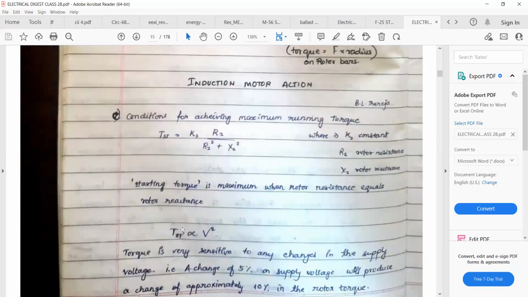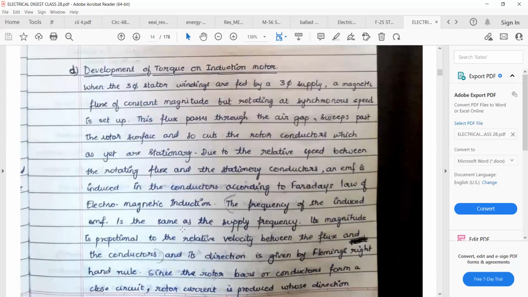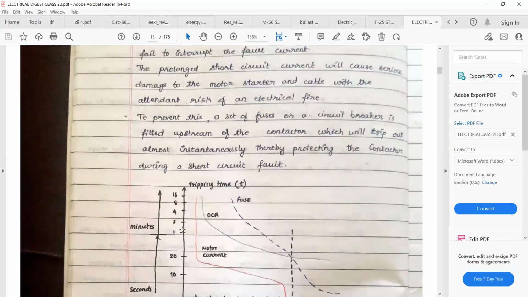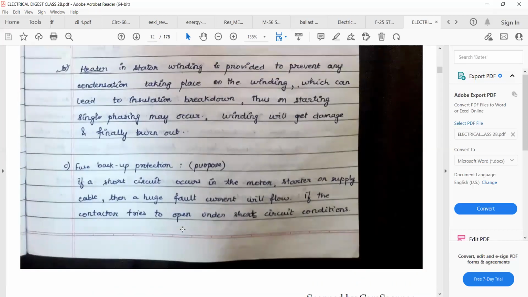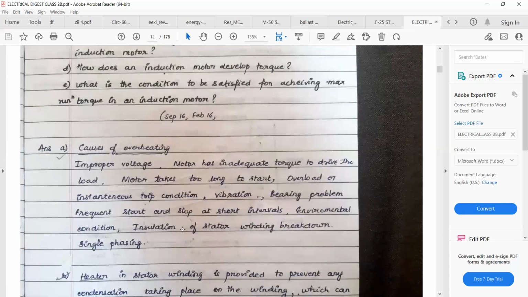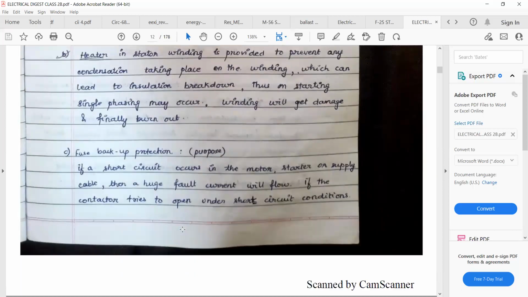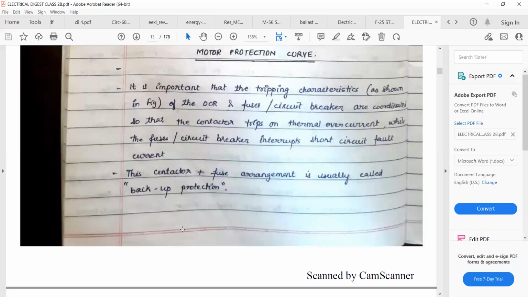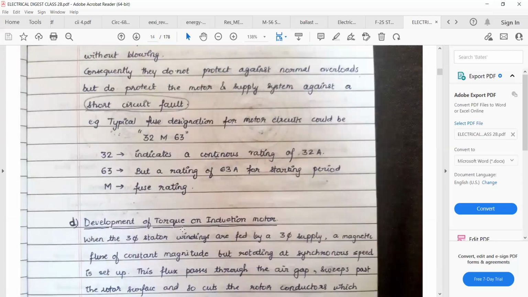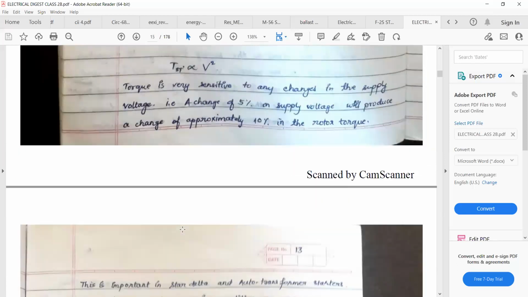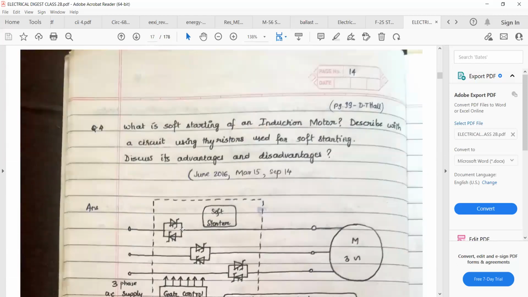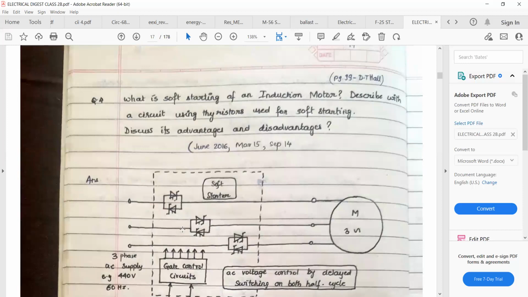Yes, sir. I have written a lot of things. If you are going to write 50% of what is written in this, that will be more than sufficient. Okay. I am writing extra so that even if you are going to remember 50%, still it is going to be fine.